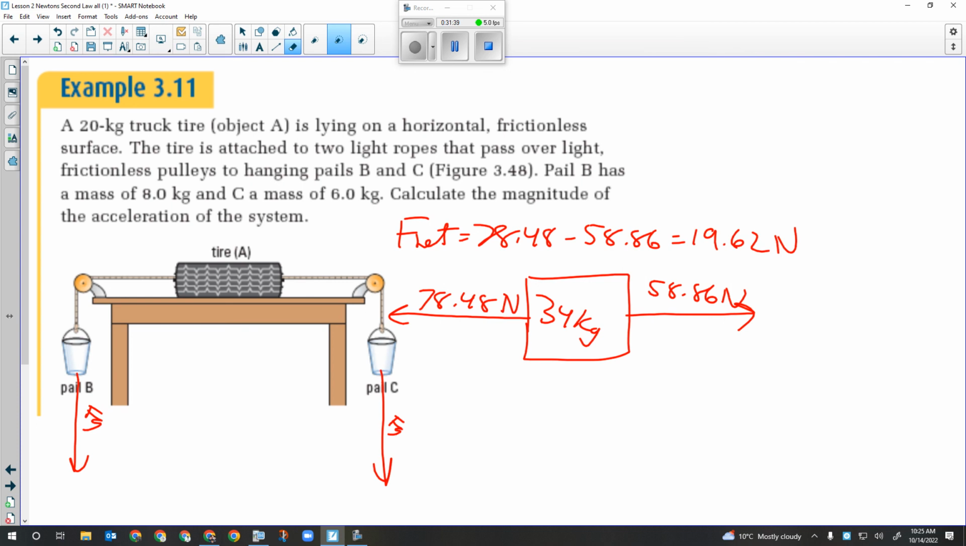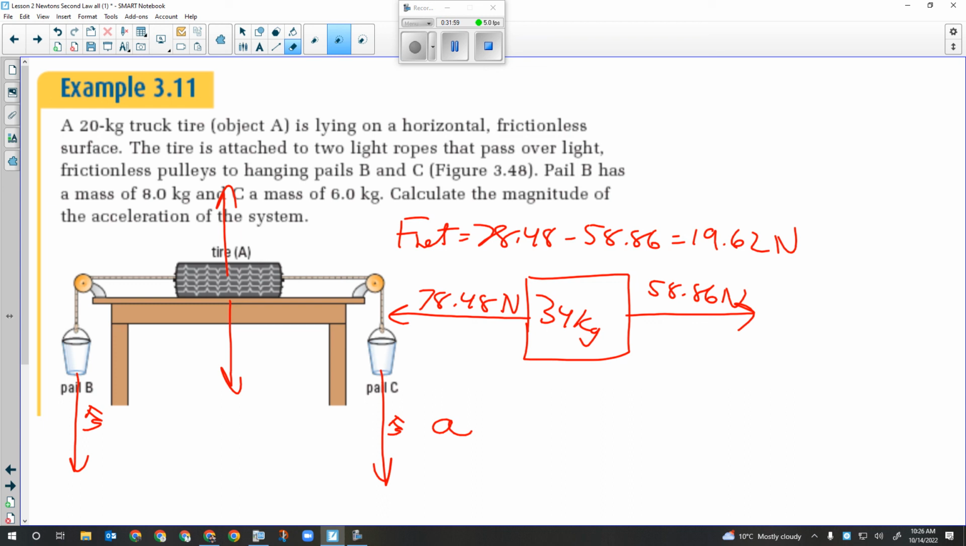So the tire doesn't have a gravitational force? It does, but it's offset by the table, so it's not within the plane of the movement. We can recognize that it's there, but because it doesn't contribute anything to the net force, we can ignore it. All right, so we got our 19.62.